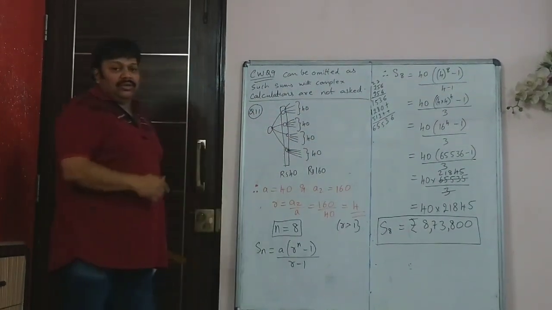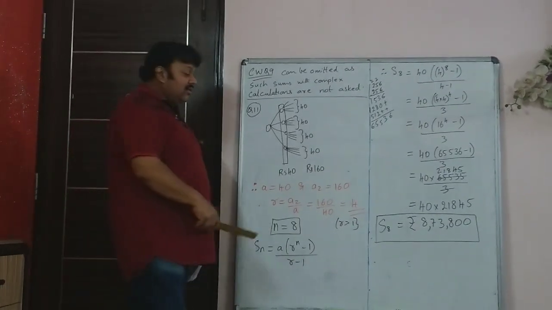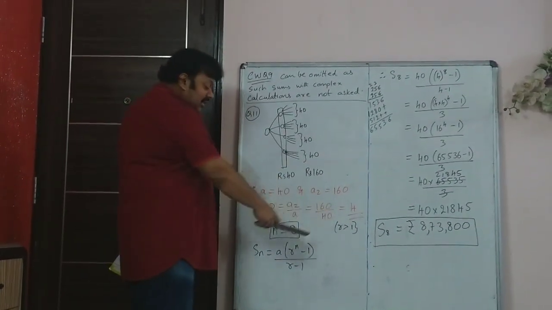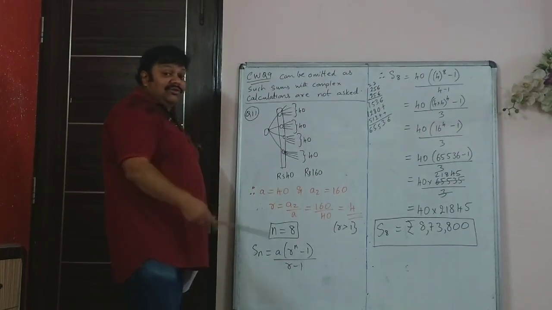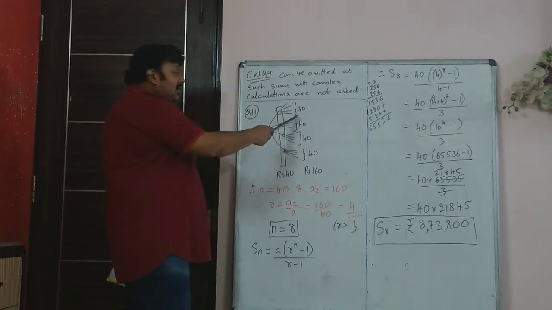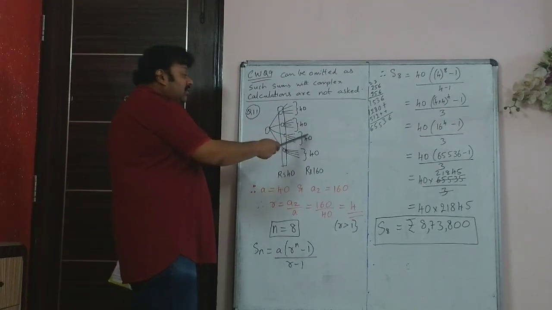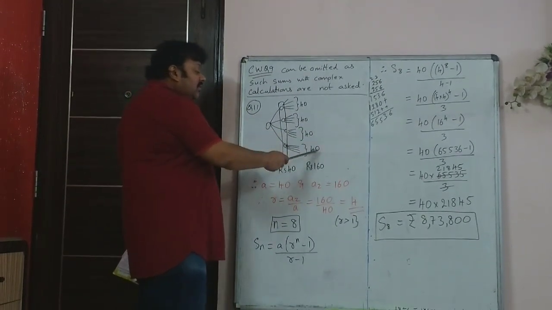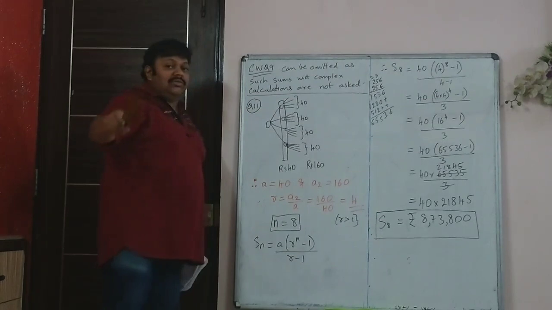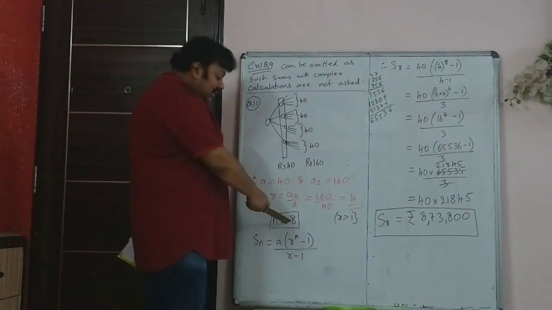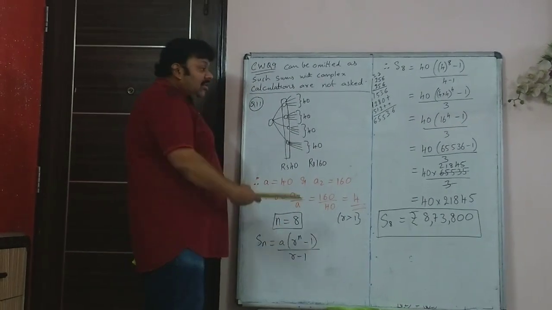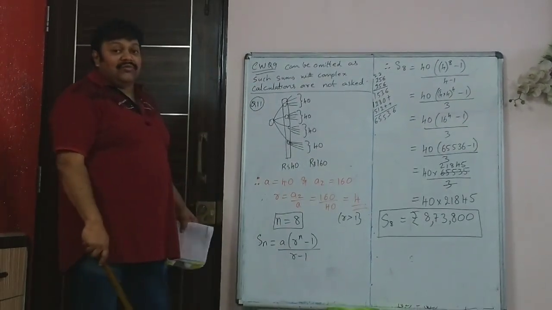So 40 into 4 is 160. That's the second term. So you have found R, which is greater than 1. So they are telling that when this 8th set of customers comes, this guy will get 160, this 160, this 160. So the chain becomes bigger and bigger, a huge number of customers. So when the 8th set, n is 8, how much money did the shopkeeper collect from that?